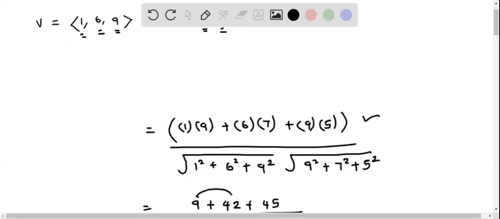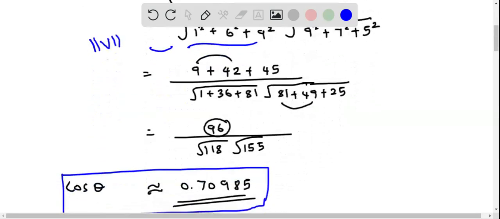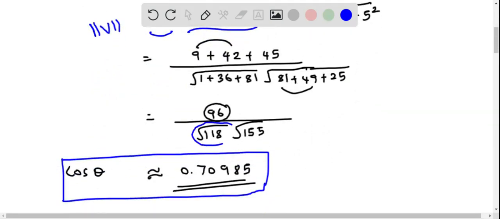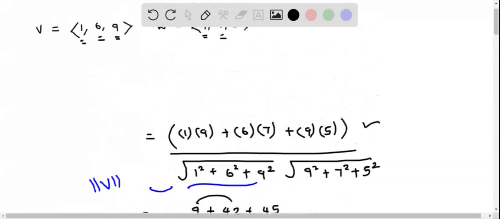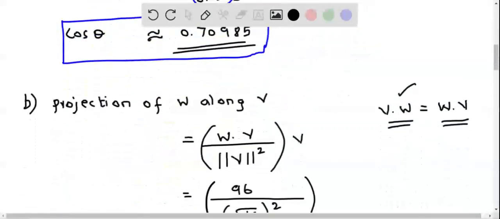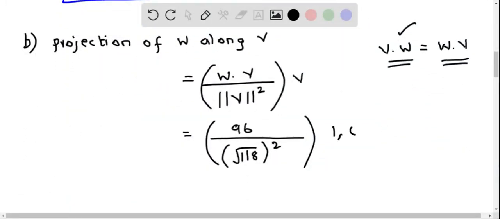Then the magnitude of v squared. The magnitude of v is the square root of the expression, and when we simplified, we obtained the square root of 118. We utilize this, and we have to square it. So we put the magnitude of v as the square root of 118, squared, times the v vector. The v vector is 1, 6, 9, so I'm going to put 1, 6, 9 for the v vector.